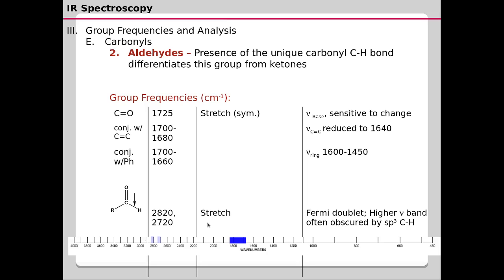It can be seen for some aldehydes, but for aldehydes which contain sp3 C-H bonds, the stretching vibrational band for sp3 C-H usually comes around 2800 cm⁻¹. It is a strong band, and this band of sp3 C-H may sometimes hide or obscure the stretching vibrational band of the aldehydic carbon-hydrogen bond.